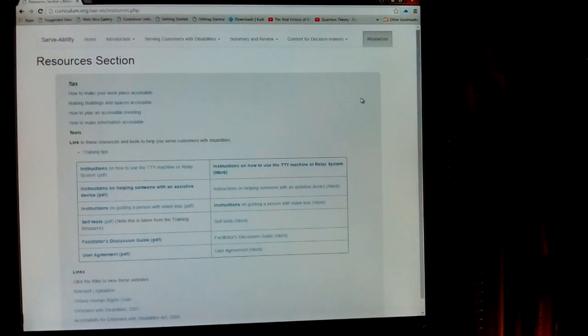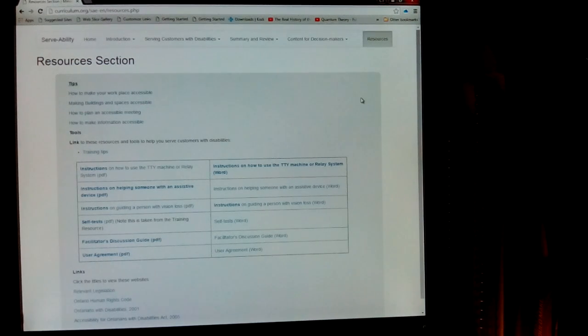This is the actual resources section that it takes you to. There's a tips section: how to make your workplace accessible, making buildings and spaces accessible, how to plan an accessible meeting, how to make information accessible. Tools link to these resources and tools to help you serve customers with disabilities. There's a section for training tips there.